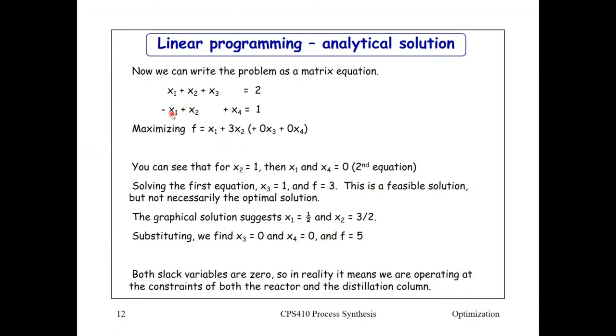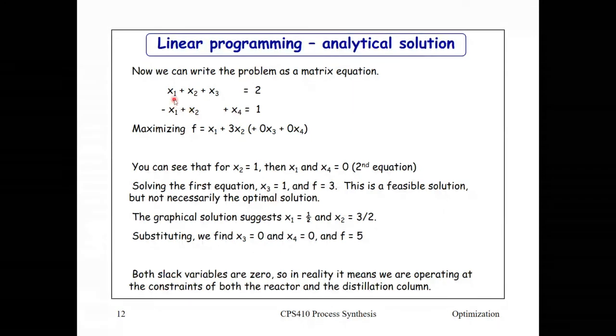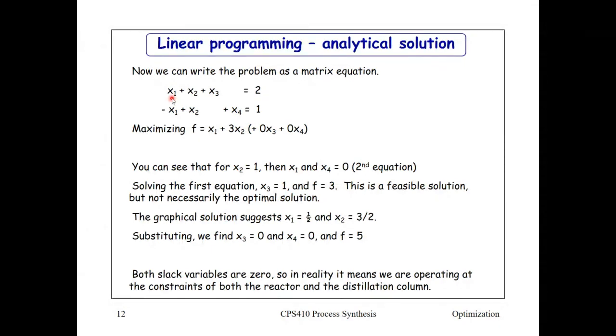So x1 was 0, x2 equals 1, and x4 equals 0. So that equals 1. Now, that is against this constraint, because x4 equals 0. If we had x1 equals 0 and x2 equals 1, then x4 will have to be 0. Now, if we look at the other constraint, the reactor constraint, x1 equals 0, x2 equals 1, and therefore x3 will have to equal 1 so that we can get the equality.